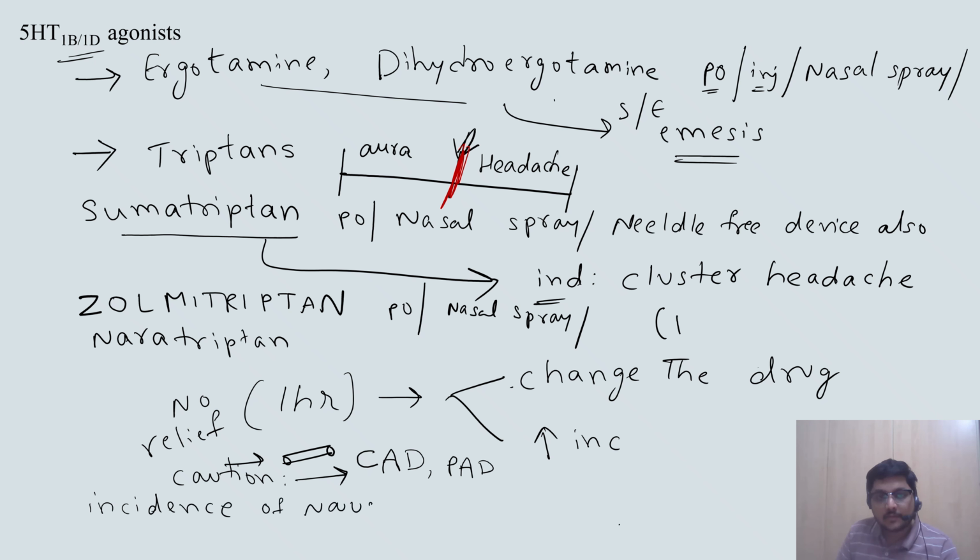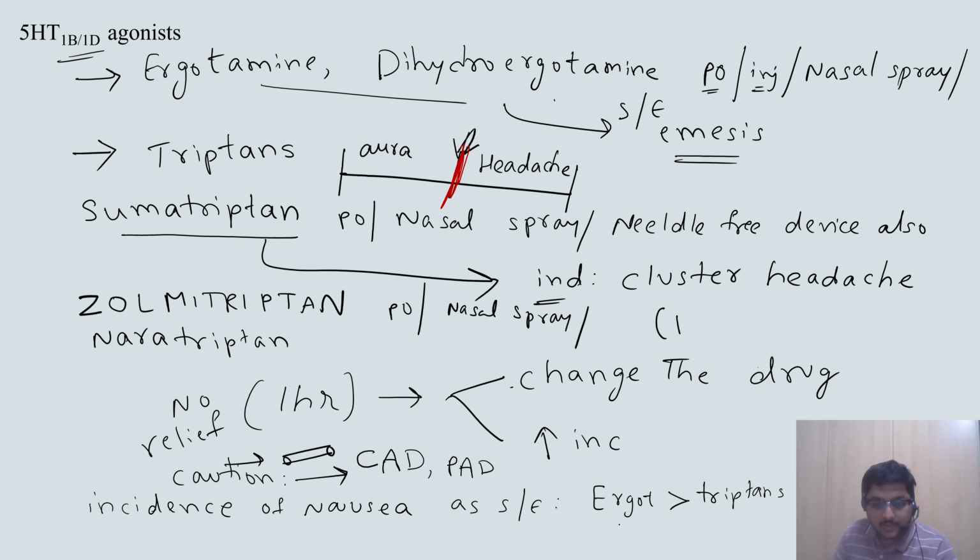And coming to the incidence of vomiting, I told you ergo compounds are very popular for nausea and vomiting, right? So when we compare triptans and ergo compounds as a side effect causing nausea, ergo compounds, ergotamine and dihydroergotamine, cause nausea and vomiting more than triptans.